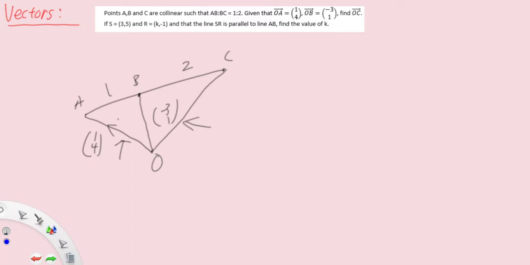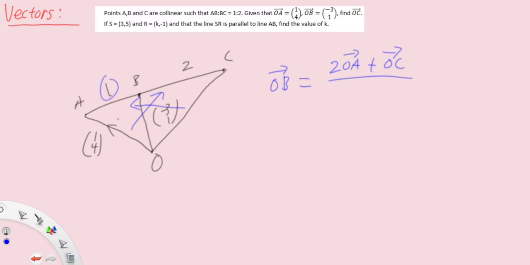Just apply the formula. If we recall the formula, with the inner vector OB equals opposite times opposite. So we have 2 of OA plus 1 of OC, over the sum of the ratios. So 1 plus 2 is 3. So basically OB is 2/3 of OA plus 1/3 of OC. And because we want to find OC, we can simplify this. We get 3OB minus 2OA equals the vector OC.